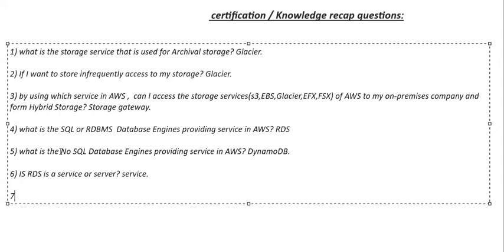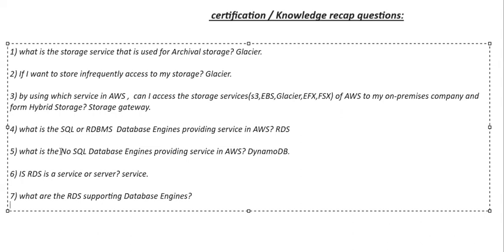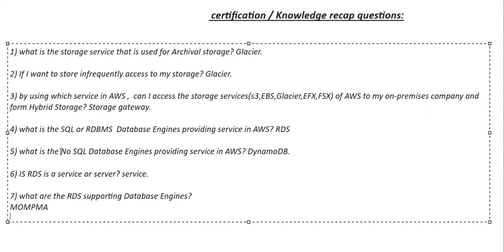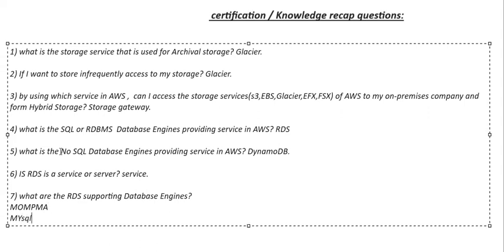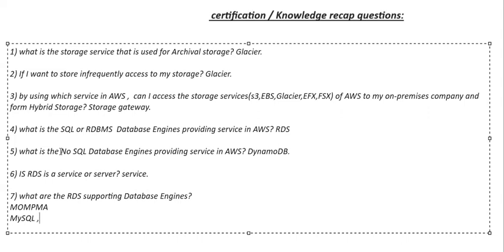Let's move on with another question: what are the database engines supported by RDS? RDS supports mainly 6 types of databases. You can remember them by using a simple abbreviation, that is MOM PMA. The first M indicates MySQL. The second letter, O, represents Oracle. The next M indicates MS SQL. The next letter, P, is PostgreSQL.